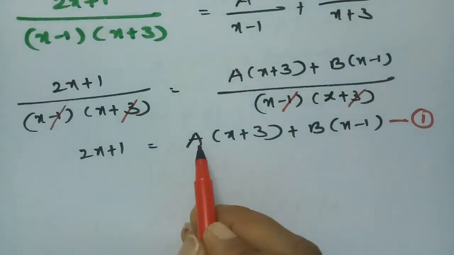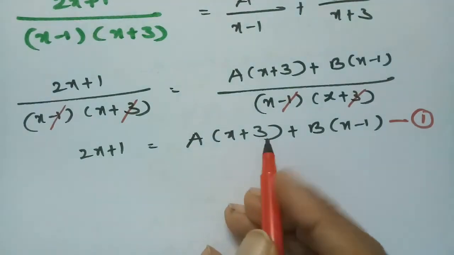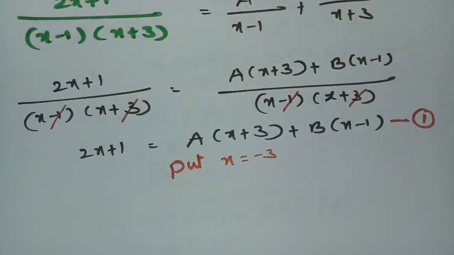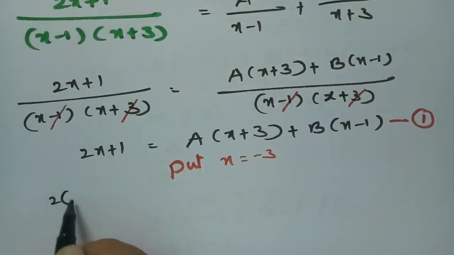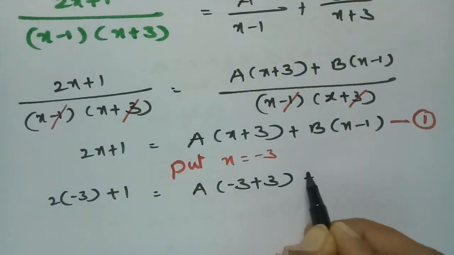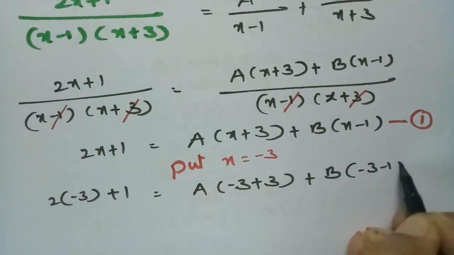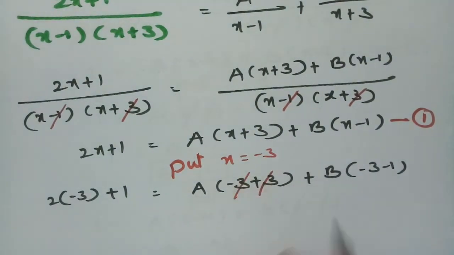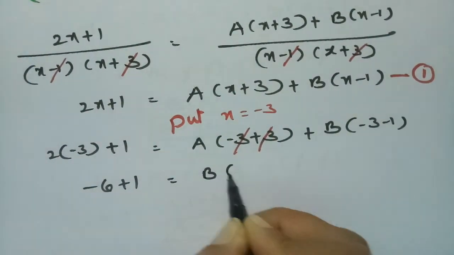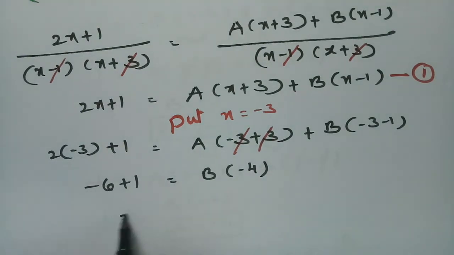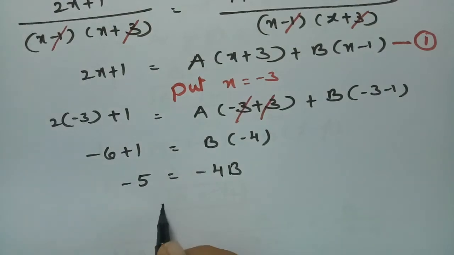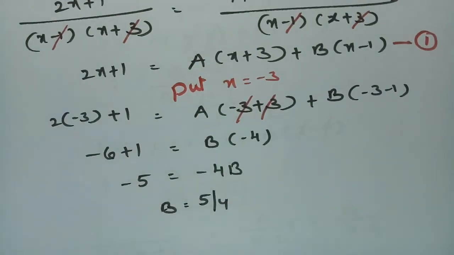In order to make a 0, there is plus 3 here, so I have to put x is equal to minus 3. If I put x is equal to minus 3, that is 2 into minus 3 plus 1 is equal to a into minus 3 plus 3 plus b into minus 3 minus 1. If I cancel, a will become 0, and this is minus 6 plus 1 is equal to b times minus 4. Here this value is minus 5, and this is minus 4b. Therefore b is equal to 5 by 4.